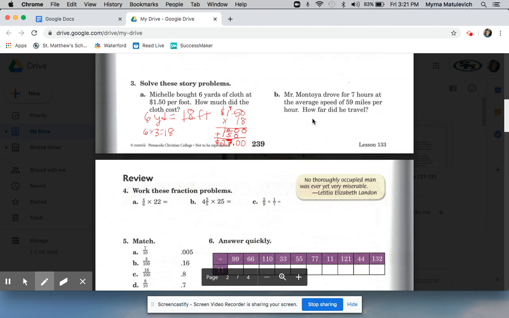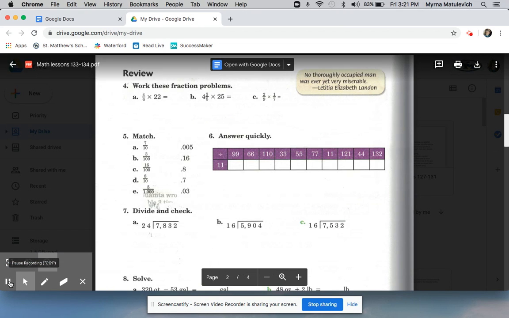Mr. Montoya drove for 7 hours at the average speed of 59 miles per hour. So you could add 59 7 times, or multiply 59 times 7, which is 413 miles. Work these fraction problems.